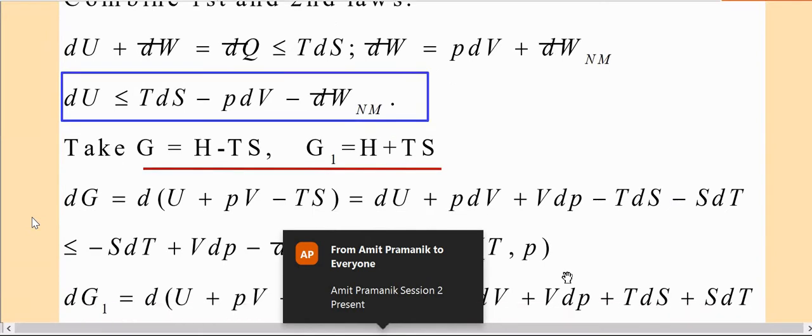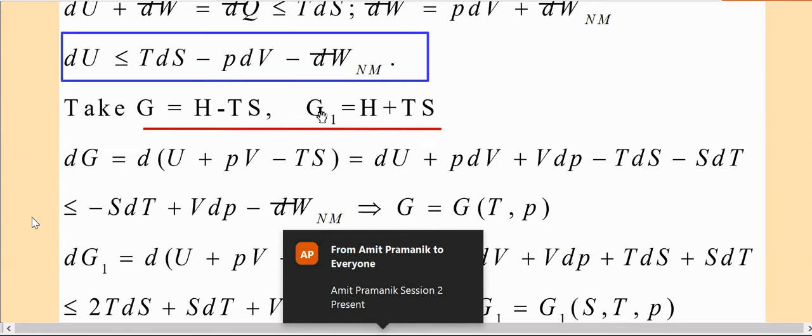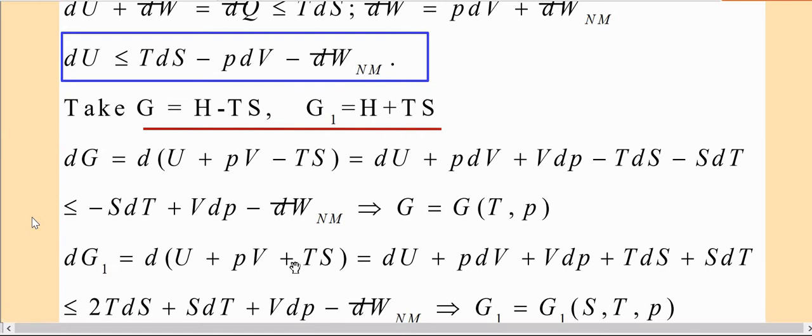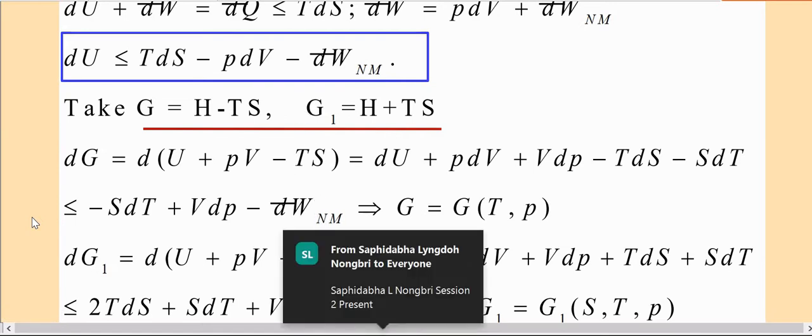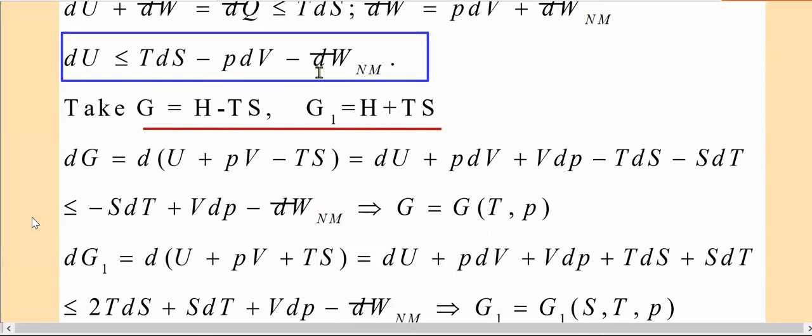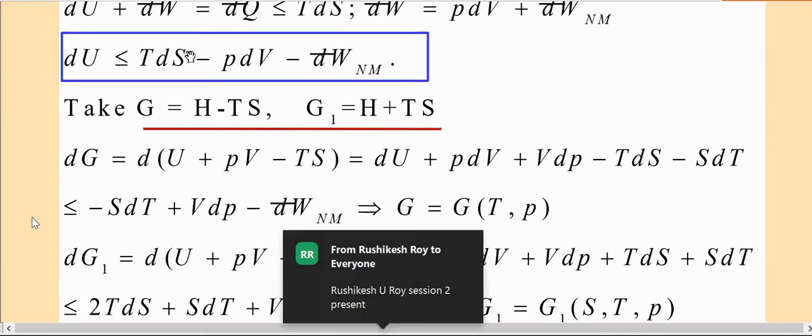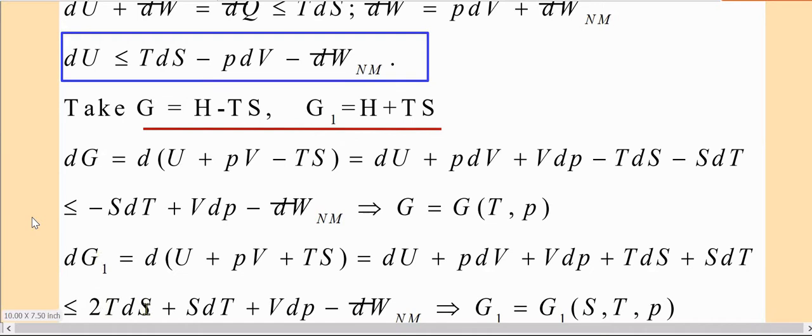Now let us consider G1. So now we put dG1. So G1 is defined by this with a plus sign. So dG1 is, so here instead of a minus TS, you will have a plus TS. So naturally, when you differentiate, you will have plus TdS plus SdT. Now for this dU, you put this inequality. Okay. So what you see now is that this TdS part is not getting cancelled. It becomes twice TdS. Okay, so here we have a plus TdS, here we have a plus TdS, so it is twice TdS plus SdT from this, plus VdP, and this PdV term will only cancel. So you have three terms along with this minus non-mechanical part. So you see, now G1 becomes a function of S, T, and P. So it becomes a three variable function.